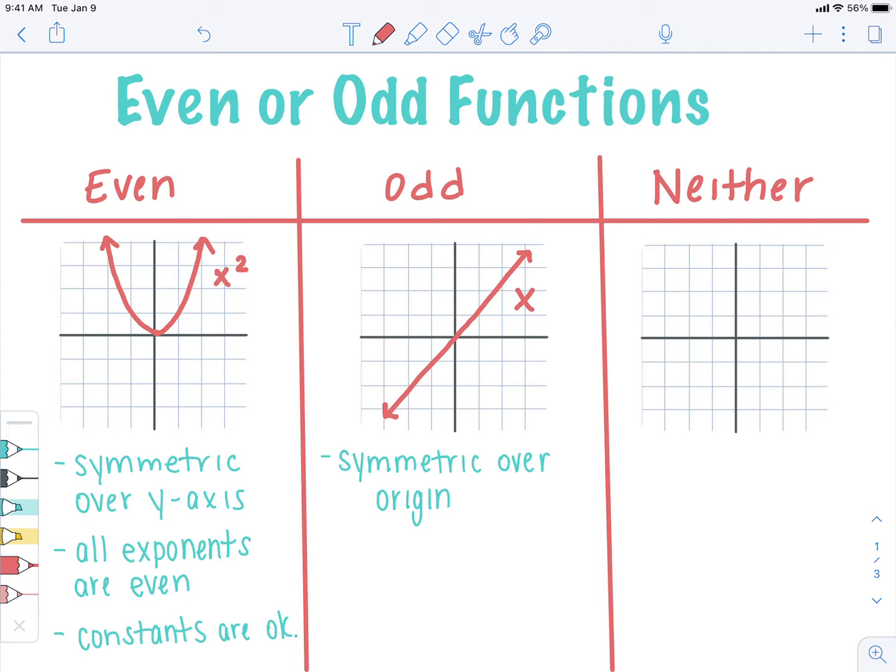Our odd functions are going to have all odd exponents. So all the exponents are odd, and in this situation, a constant is not okay, because if you move the graph up or you move the graph down, it's no longer going to be symmetric over the origin. So we cannot have constants.